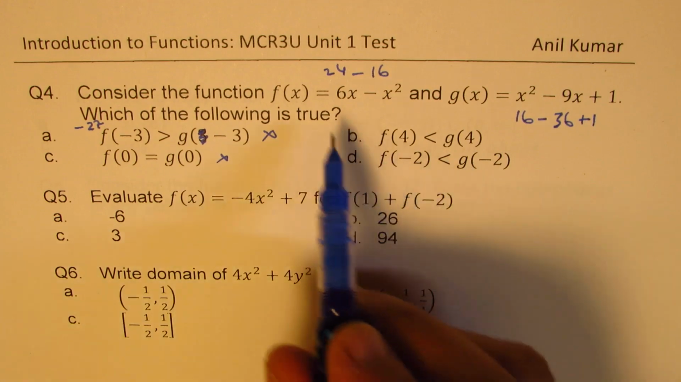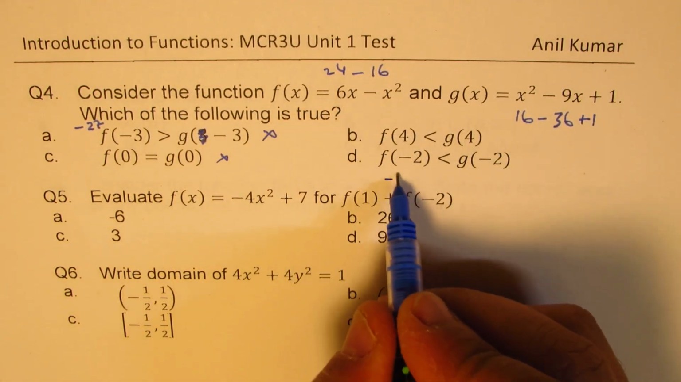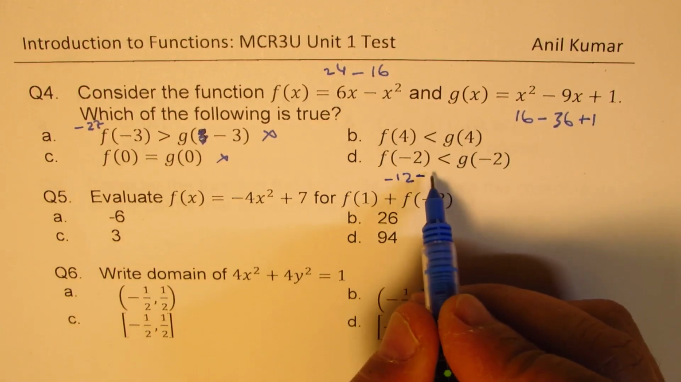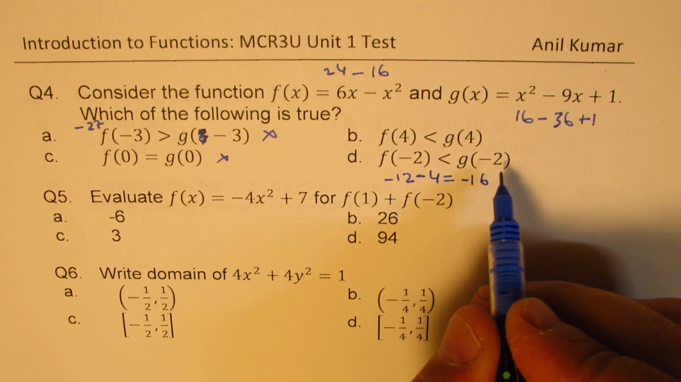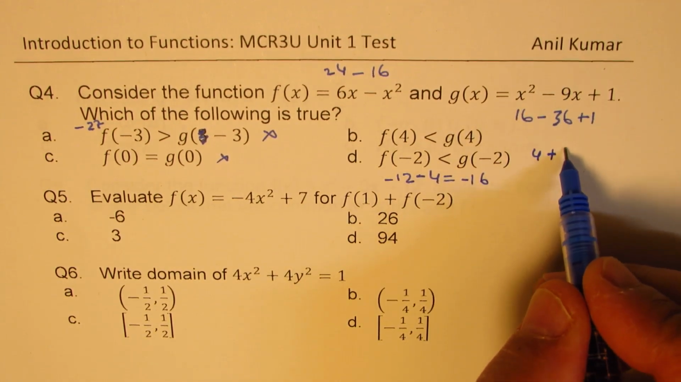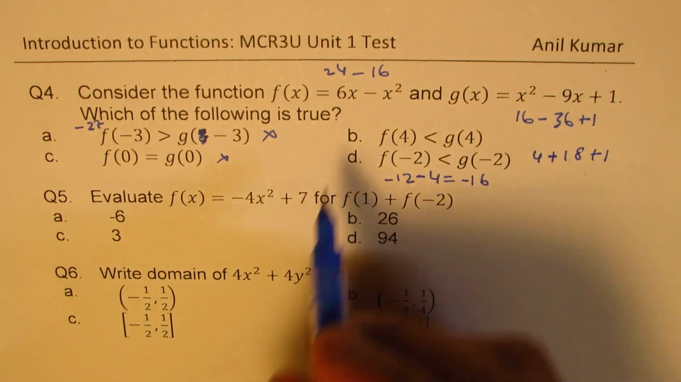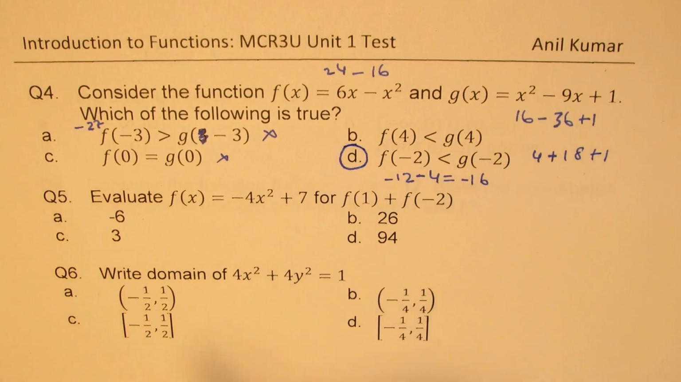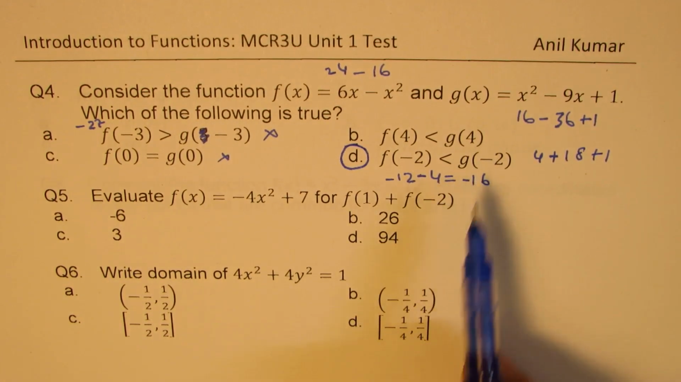If I substitute minus 2 here, in that case, substituting minus 2 will give this as minus 12, and that will be minus 4, right? Which is minus 16. For g of minus 2, that will give us 4. Minus and minus becomes plus, right? 18 plus 1. So that is definitely a bigger number. So D is the right option, correct? So you may use a calculator for these calculations at times.